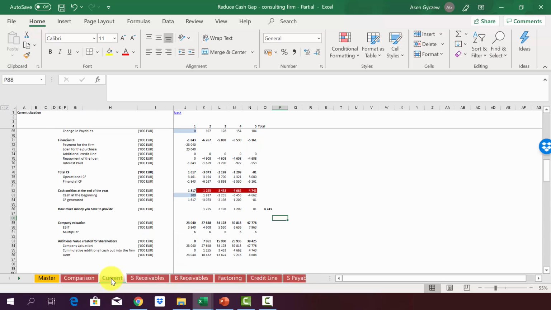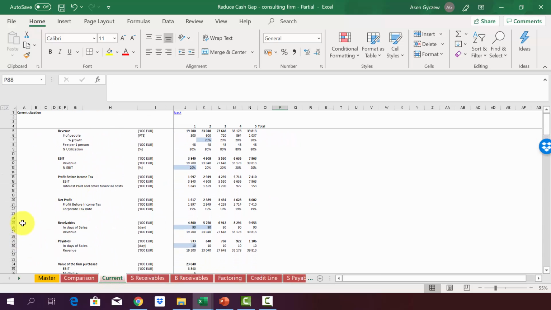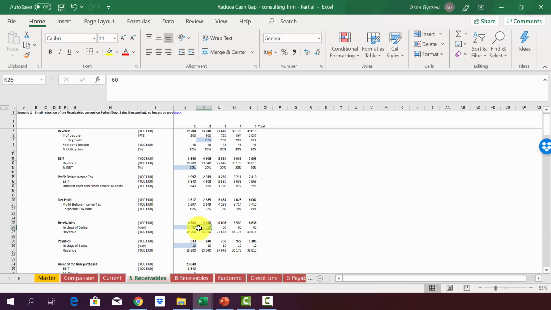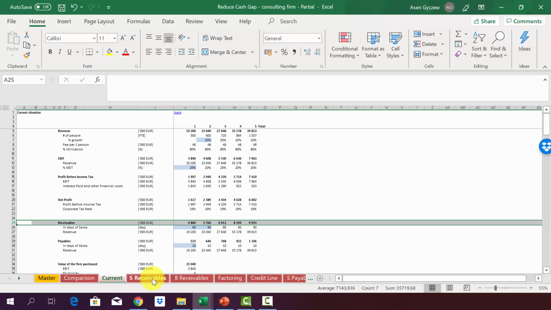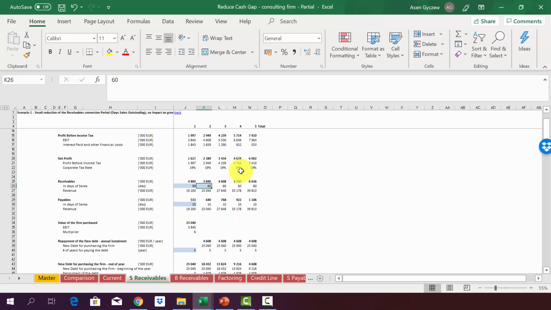So just as a comparison, let's have a look how it looks like today. So we've got receivables in row 25. And as you can see, it's almost 6 million in year number 2. Now, if we go down with the terms of payment, it will be almost 4. So we save around 2 millions. And for each and every year, we have this difference.